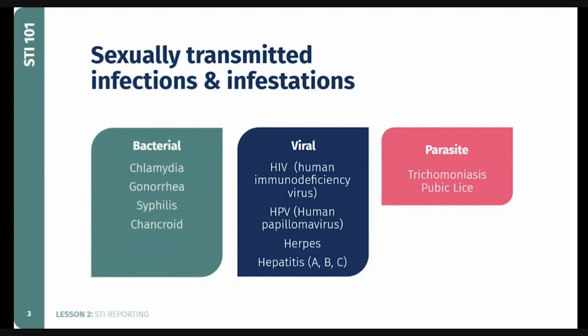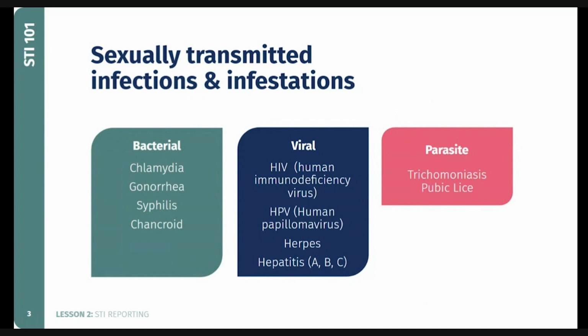This slide lists a variety of sexually transmitted infections and infestations, grouped by type of pathogen, or the thing that causes disease. Chlamydia, gonorrhea, syphilis, and chancroid are all caused by bacteria. Bacterial infections are usually curable through antibiotics like doxycycline, azithromycin, ceftriaxone, and penicillin.